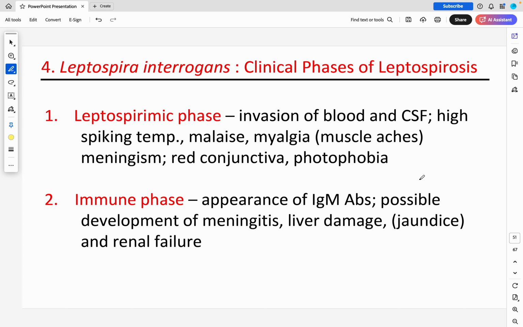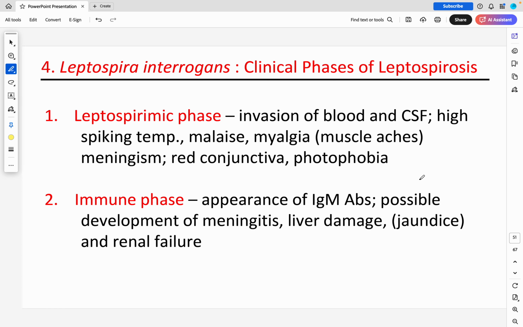Okay? Now, clinically, let's take a look at the phases of leptospirosis. So we have the leptospiremic phase, which is when the pathogen invades the blood and cerebrospinal fluid, characterized by high spiking temperature, malaise and myalgia, muscle aches, meningismus, red conjunctiva, and sensitivity of the patient to light, or photophobia. Then there is the immune phase, where antibodies against the pathogen are already appearing.